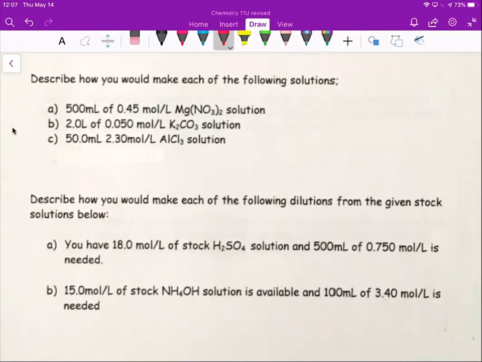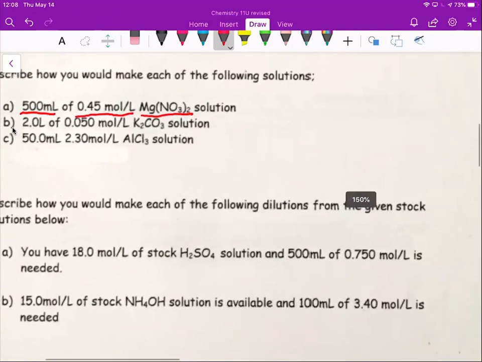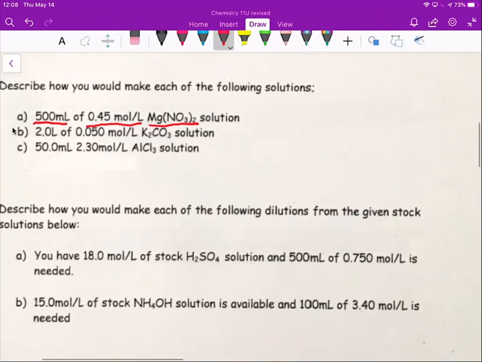All right, I'm not going to give you detailed paragraph forms, but we're going to look at, okay, if I need 500 milliliters of 0.45 mole per liter magnesium nitrate solution, the first thing I'm going to do is find out how much mass of magnesium nitrate to put into the solution. So before I can even write my procedure for A, I have to figure out how much mass of magnesium nitrate I need.